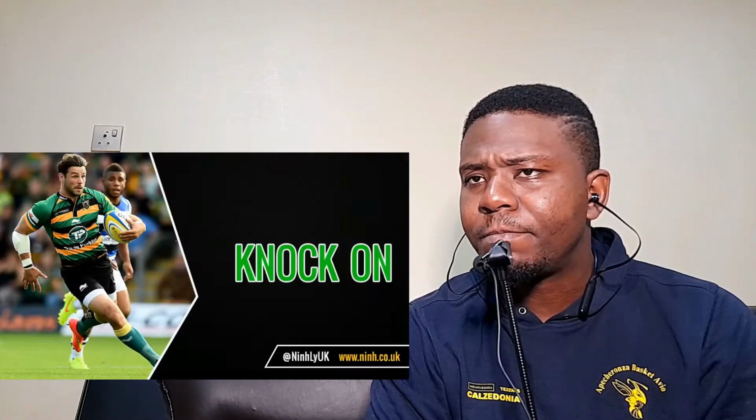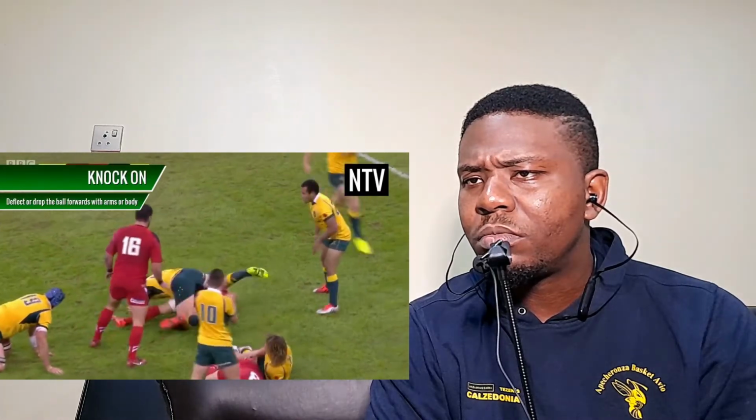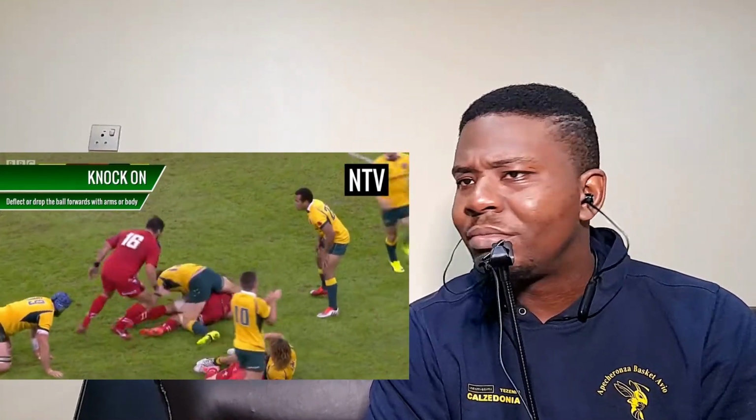That's basically the gist of it, but there's a few other rules you'll need to understand before playing or going to a game. For example, knock-on. Any player deflecting the ball forwards with their arms or body is committing a knock-on. Remember, you're not allowed to pass the ball forwards, so you're not allowed to deflect it forwards either, unless it's a kick. Committing a knock-on will result in the other team being awarded a scrum.